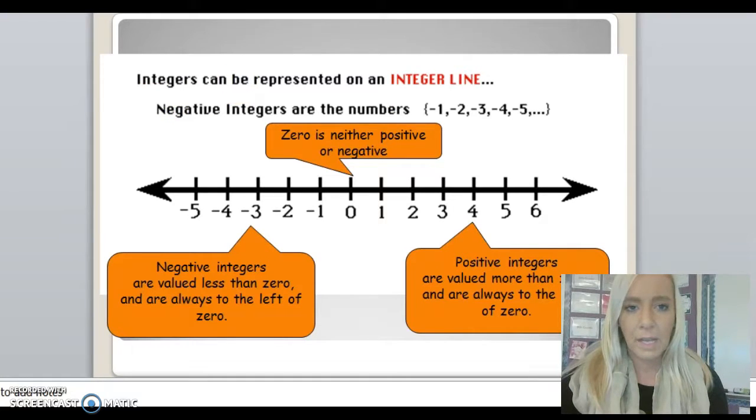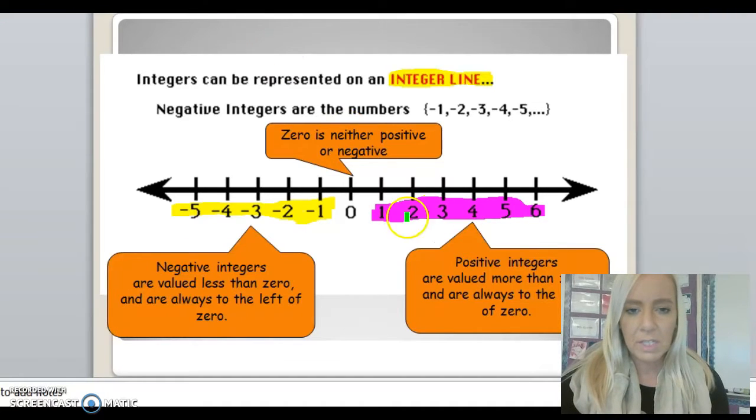Integers can be represented on an integer line or a number line. Negative integers are the numbers -1, -2, -3. Again, they're always to the left of 0. And then we have positive integers, which are valued at greater than 0. And then we just have 0, again, which is neither positive nor negative. It just remains neutral.